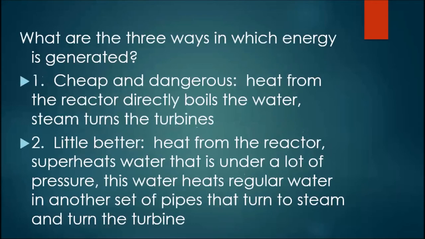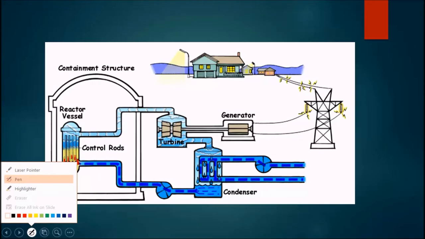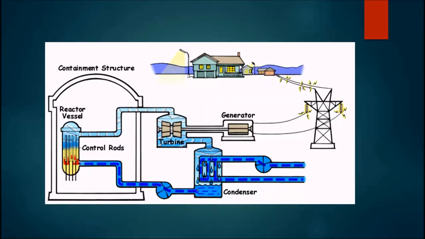the movie explained. There are three ways in which the energy can be generated. Cheap and dangerous is the way the Soviet Union used to do it. I'll show you that. A little bit better, and the best is the way we do it. Okay, the Soviet Union. Here is water being pumped in, which absorbs the heat from the reaction and gets turned into steam. That steam is used to turn the big giant flywheel, which creates the electricity.